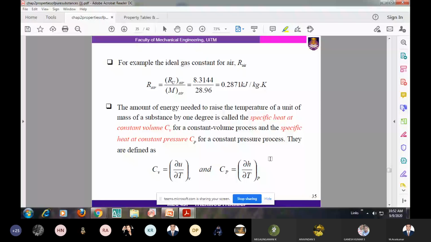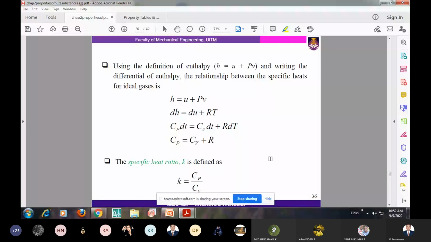Then, what is enthalpy? Enthalpy H is equal to U plus PV. Using the definition of enthalpy, H equals U plus PV, and writing the differential of enthalpy, the relationship between the specific heats for an ideal gas can be derived. That is Cp is equal to Cv plus R. So that can be derived by the use of the enthalpy equation.